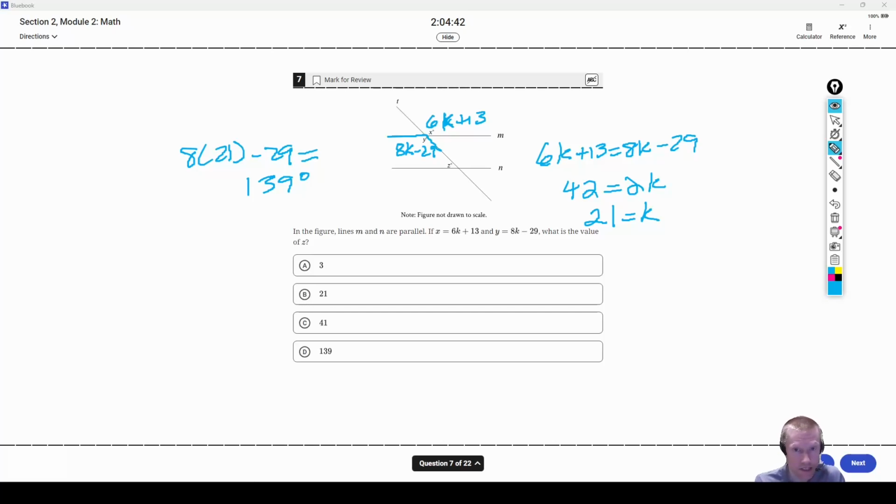And then z and y are same side interior angles. They are supplementary. So basically z plus 139 is equal to 180. So you just subtract 180 minus 139. And that is going to give you 41. So z is going to be 41 degrees. And there's no more work to do on this problem.